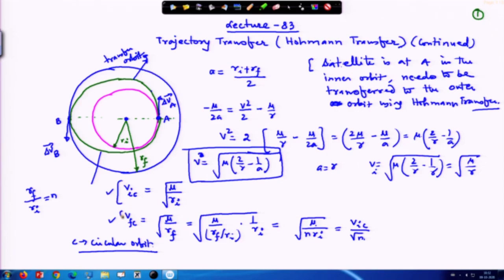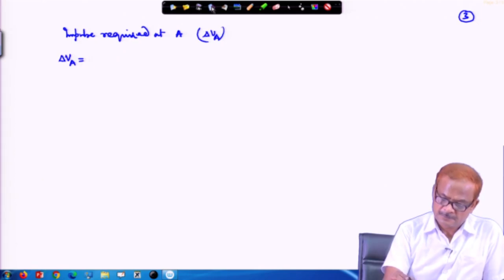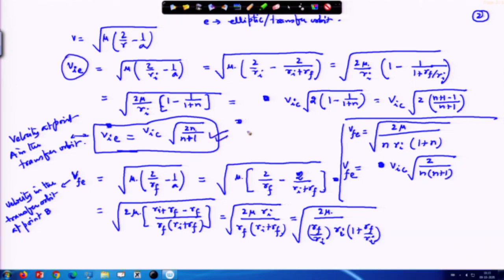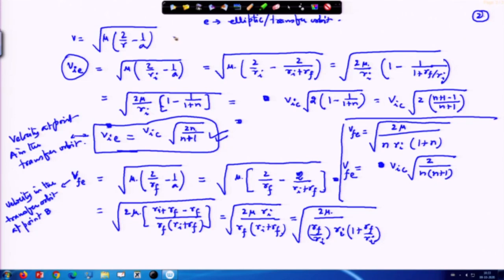So, we can utilize these two results, which we have written here in this way, to find out how much impulse is required at A and B. So, impulse required at A, this we write as delta V A. So, delta V A will be given by this VIE, which we have derived here. So, let us name this as 1, 2, then 3, and this we name as 4. This one is the 4th.